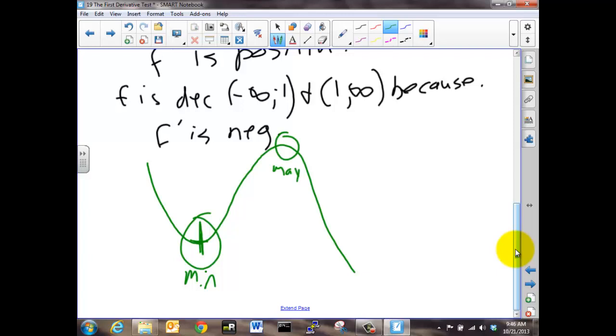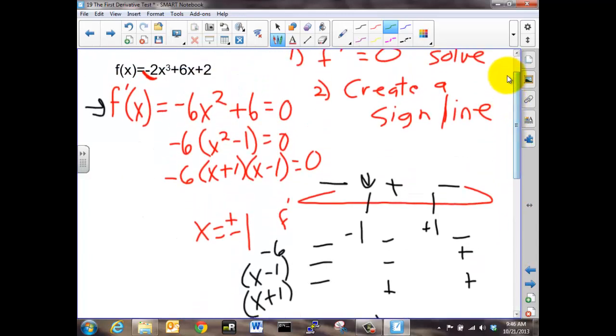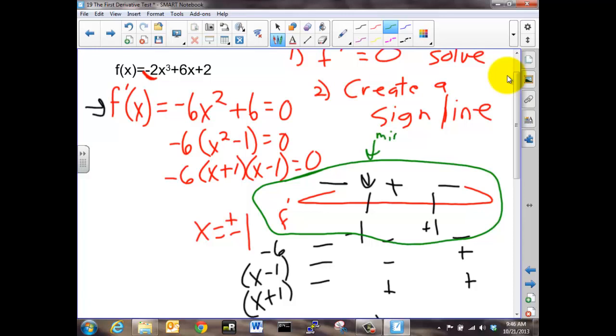Okay? So suddenly, without drawing a single picture, you can tell me where the min is and where the max is, all by looking at this sign line right here. Look at your sign line. Go back and look at what you drew up there. The derivative goes from negative to 0 to positive. That means that this point is a minimum. The derivative goes from positive to 0 to negative. That means this point is a max.